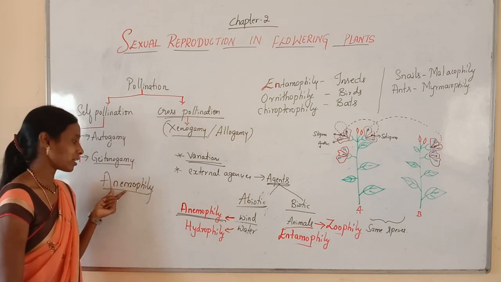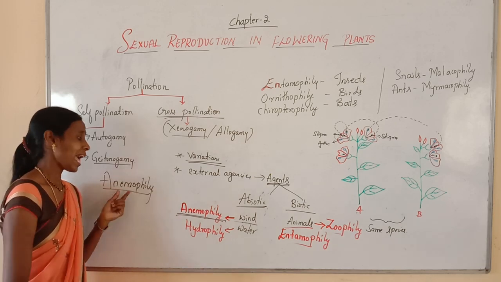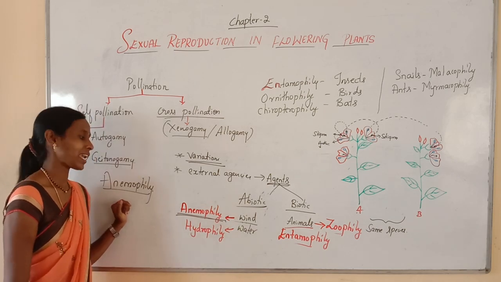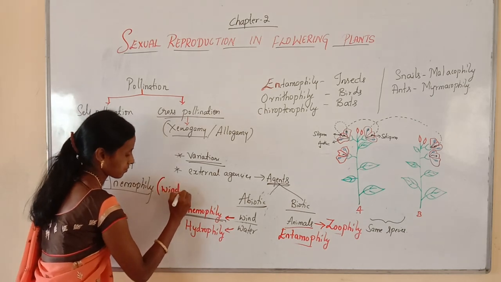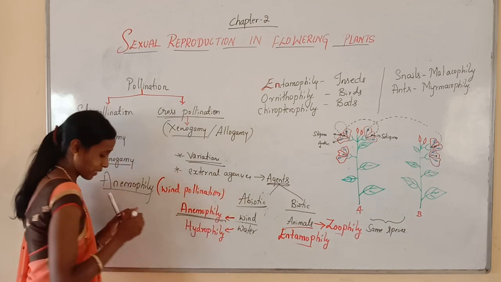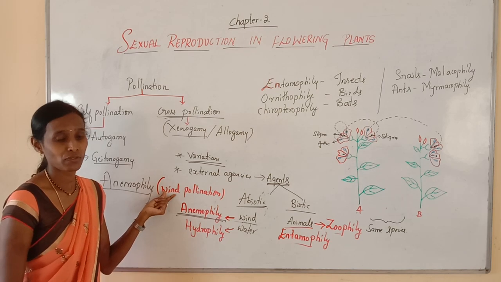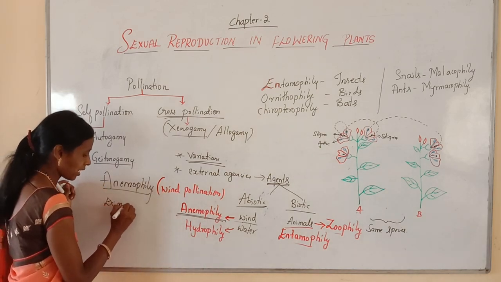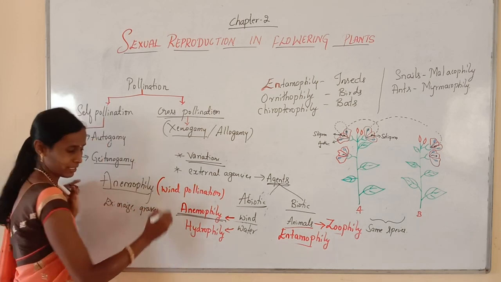If the name is anemophily, you cannot say it is pollination by animals. You should remember anemophily is the pollination which takes place by the agency of wind. The flowers which are pollinated by wind are called anemophilous flowers. We can give examples: maize, grasses, etc.